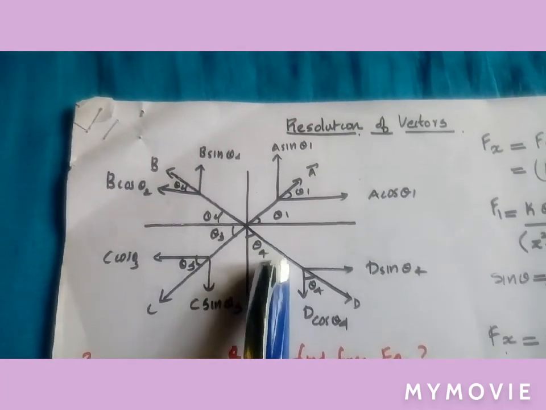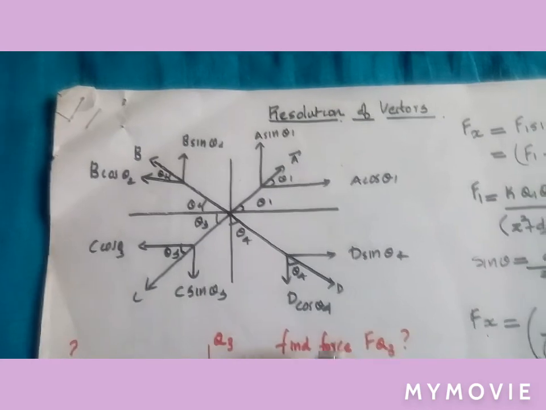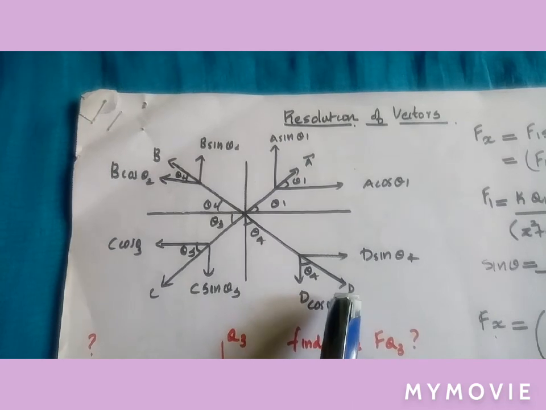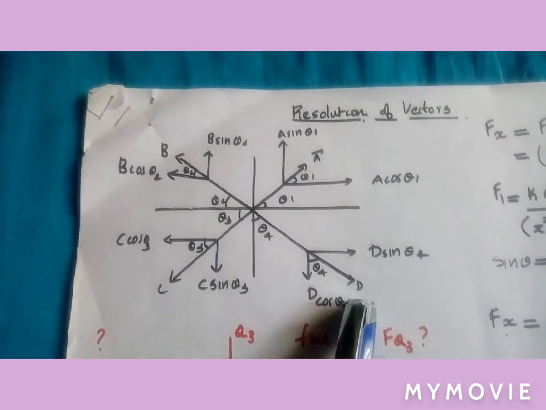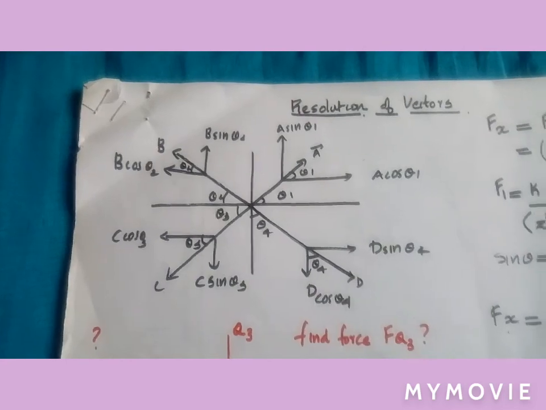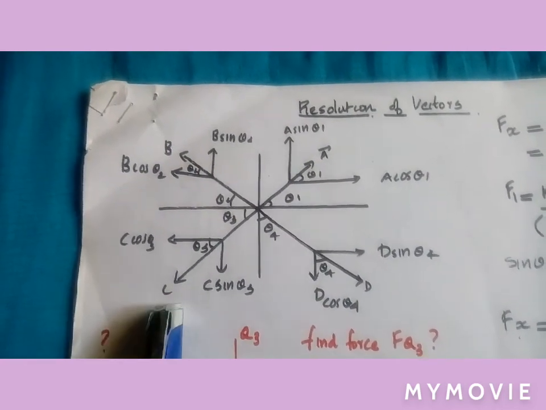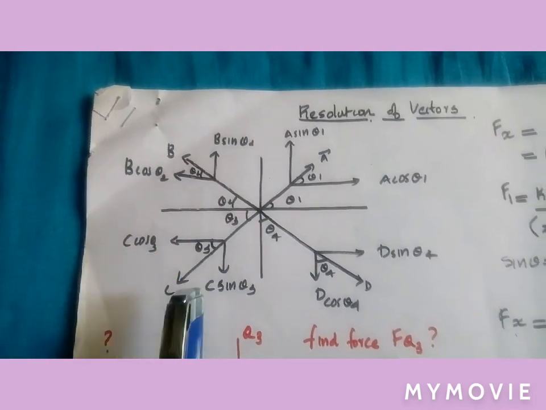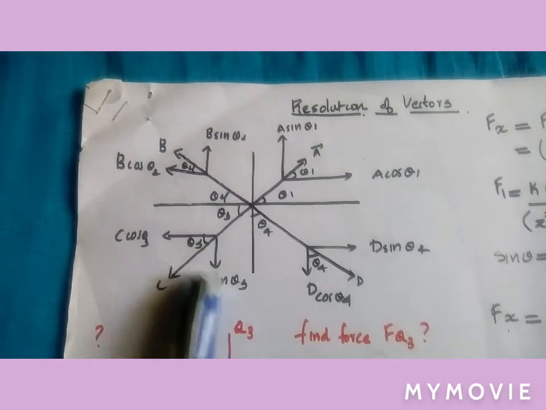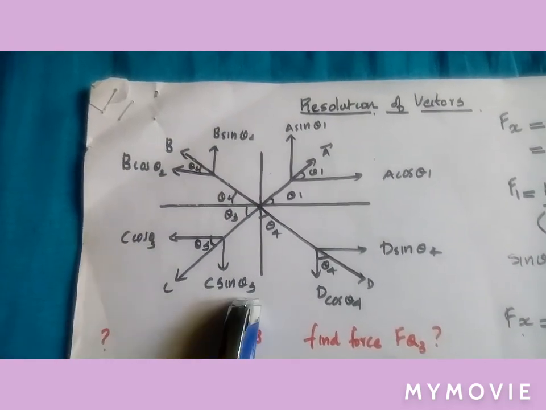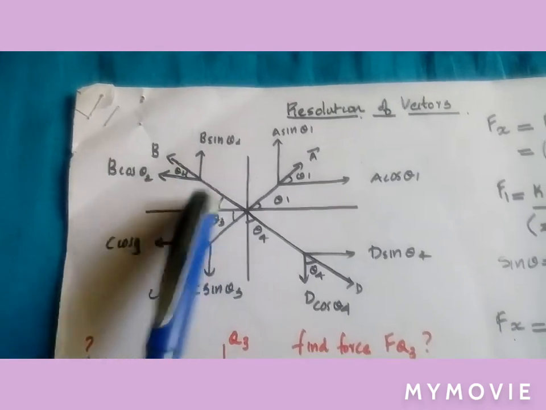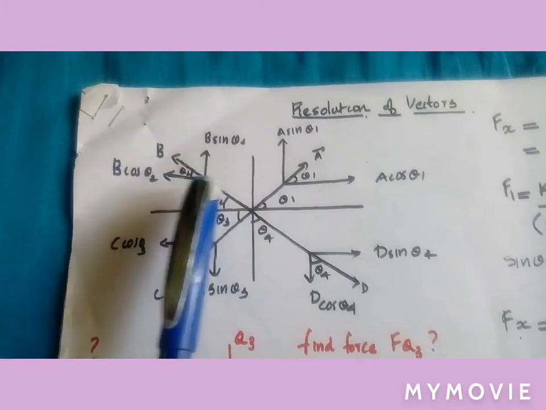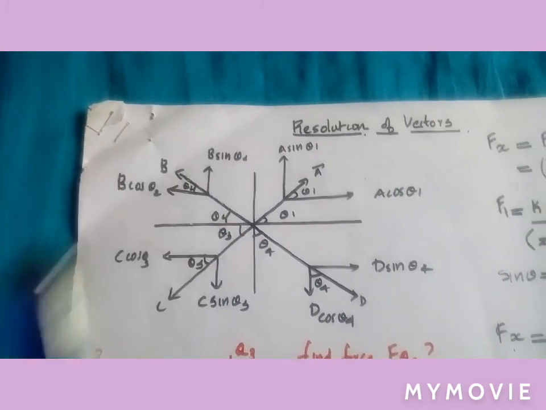Here also theta 4 is the angle with the negative y-axis. So we resolve the vector D into D cos theta 4 and D sin theta 4. C also makes theta 3 with the negative x-axis, which can be resolved into C cos theta 3 and C sin theta 3. Here B makes angle theta 2 with the negative x-axis, that is B cos theta 2 and B sin theta 2.